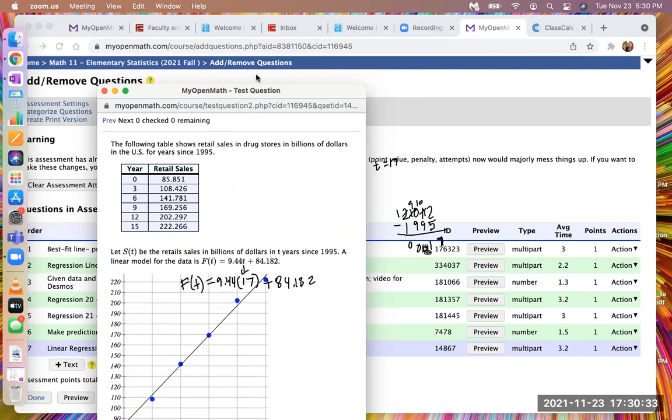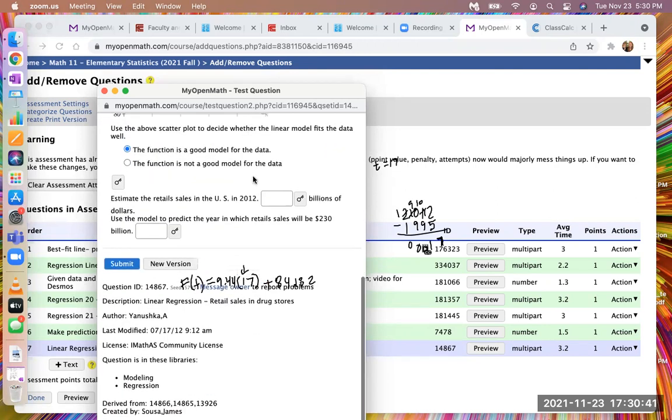If they're asking in dollar bills, we would have to do 244.6 times 1 billion to actually get the number of dollars. But they actually want the answer in billions, so we don't have to do anything to it. We just round 244.6 to 245, that is their answer, and we're fine.